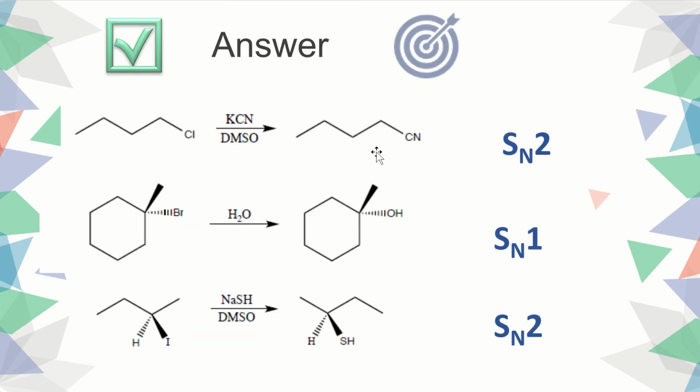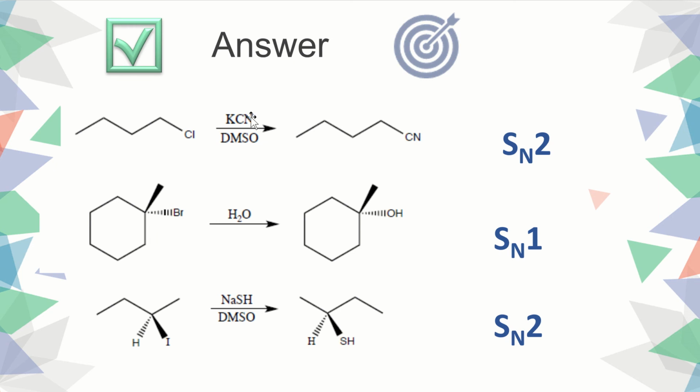So if you answered SN2 for this first one, then you would have been correct. And clearly we have a primary substrate here. So let's go through the substrates. We have primary, we have tertiary, and we have secondary. So even on that basis, we could have assigned our SN1 and SN2. So primary and secondary, SN2, and for our tertiary substrate, definitely SN1.